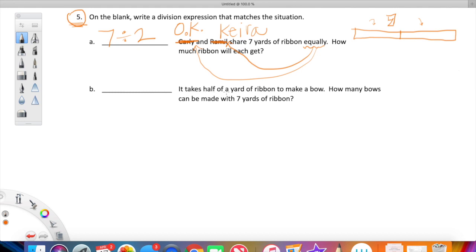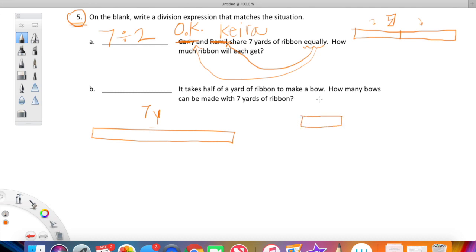Okay, let's look at the second one. It takes half of a yard of ribbon to make a bow. How many bows can be made with 7 yards of ribbon? Okay, so again, let's think about it. What are we sharing here? Cantaloupes? Burritos? No, we're still sharing ribbon. 7 yards of ribbon. How are we sharing it this time? Well, now we have to be really precise. So it takes half of a yard of ribbon.